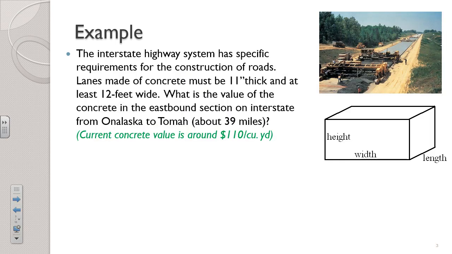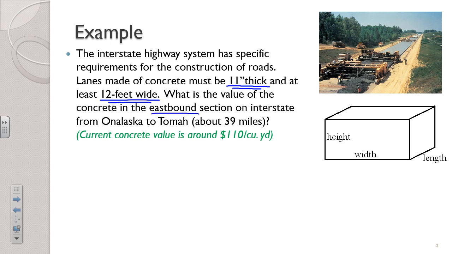Okay, that creates a kind of an interesting scenario. When you think about the amount of concrete we put into roads, it's a phenomenal amount of concrete and therefore a phenomenal cost to get done. But let's crunch the numbers on this. The interstate highway system has specific requirements for the construction of the interstate roads. The concrete in roads has to be at least 11 inches thick to handle the heavy weight that they have to carry. They have to be at least 12 feet wide to accommodate wide loads. So let's figure out what the value of the concrete is in just the eastbound section.